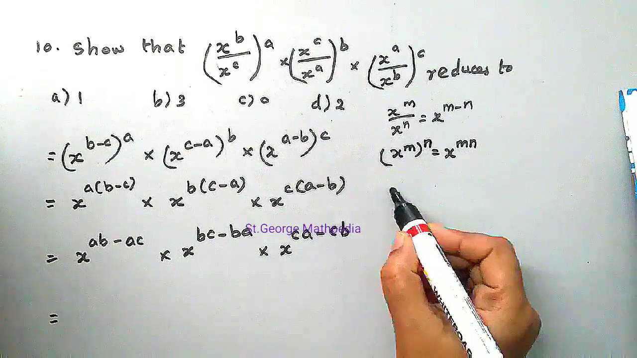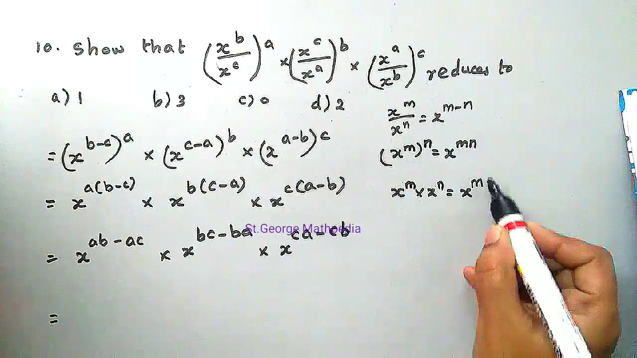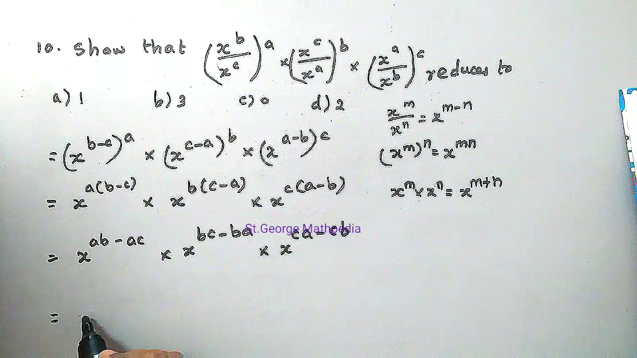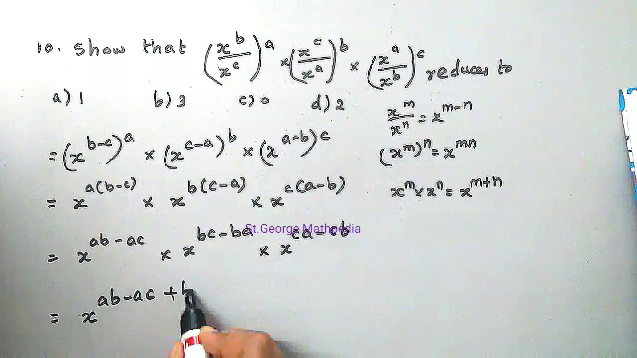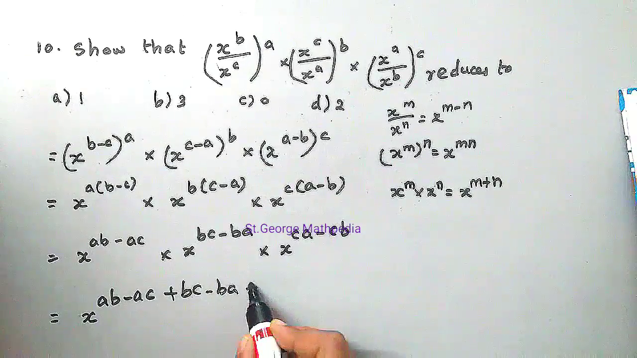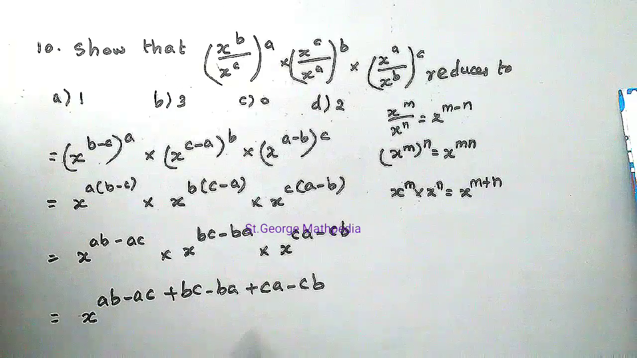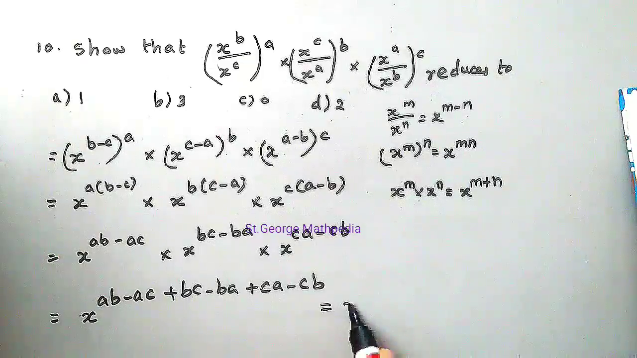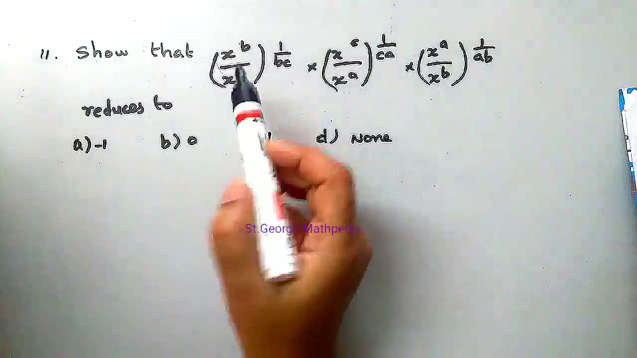We have the same base. x^m into x^n is x to the power of m+n. You can write this as x to the power of ab - ac + bc - ba + ca - cb. ab and ba get cancelled, ac and ca, bc and cb. So everything gets cancelled. This is equal to x to the power of 0. Any number to the power 0 is 1. So x^0 is 1, your answer is 1. Okay, 11th problem.